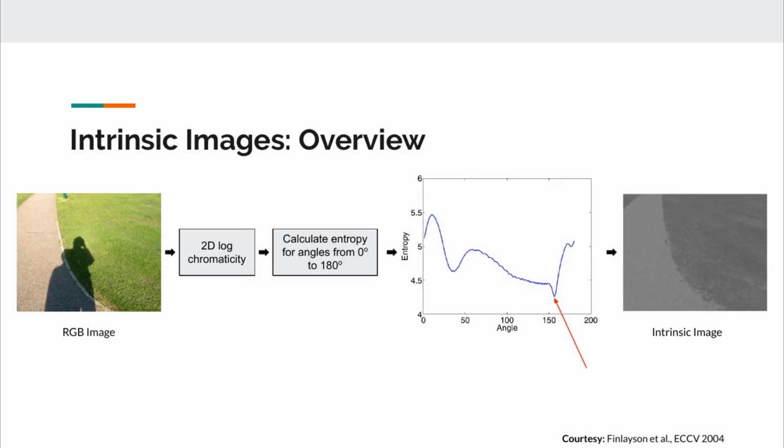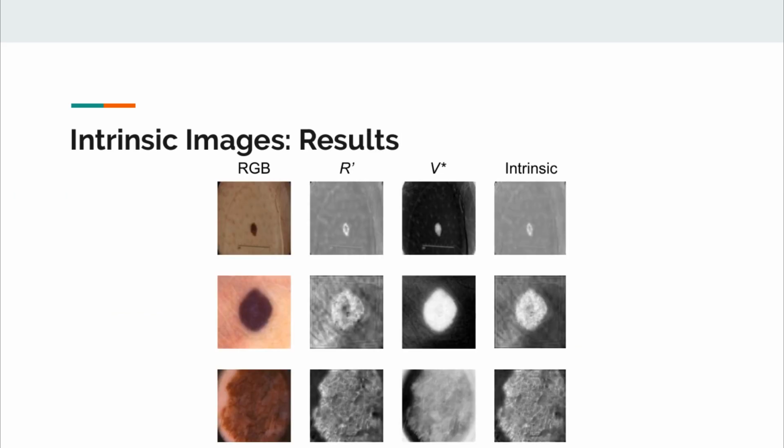So here's an overview of the approach. Given an RGB image, we calculate the 2D log chromaticities and the entropies for projection angles from 0 to 180 degrees. We then find the angle corresponding to the minimum entropy and use it to estimate the intrinsic image. Here are the intrinsic images for the same set of 3 skin lesions. For the first lesion image, we see that the inconsistent illumination in the bottom right of the image has been resolved in the intrinsic image.